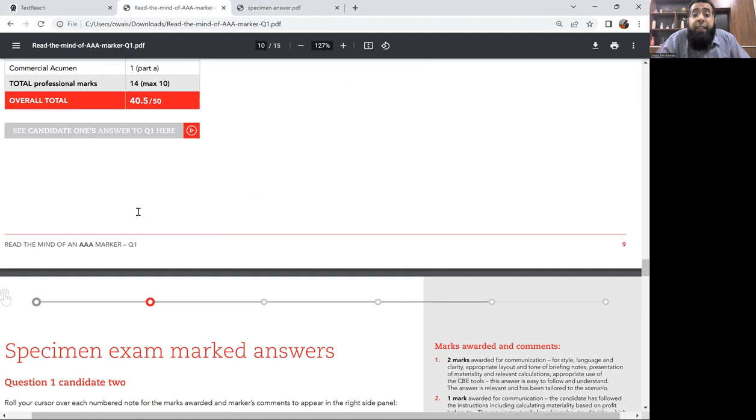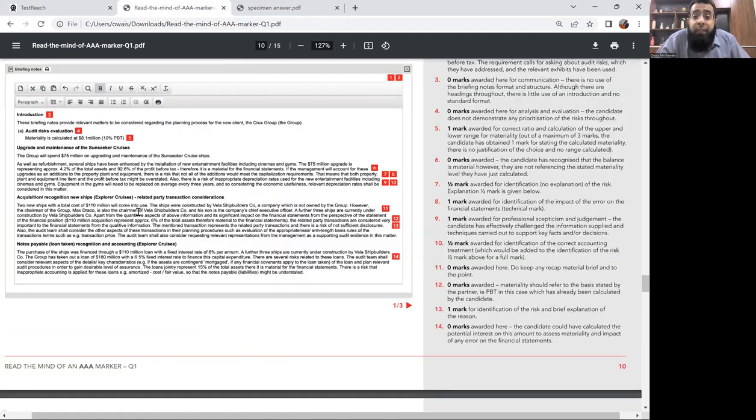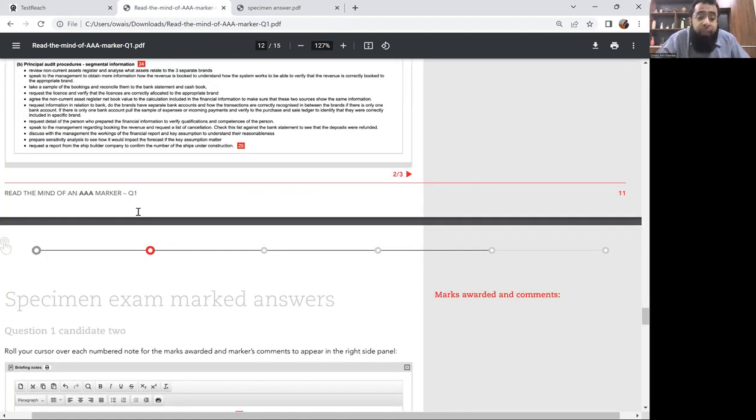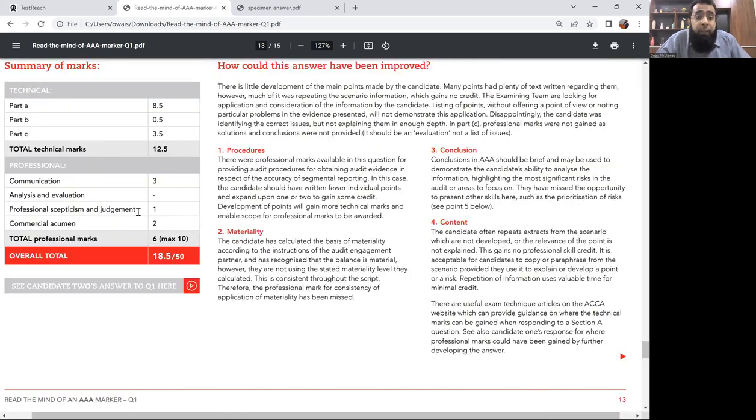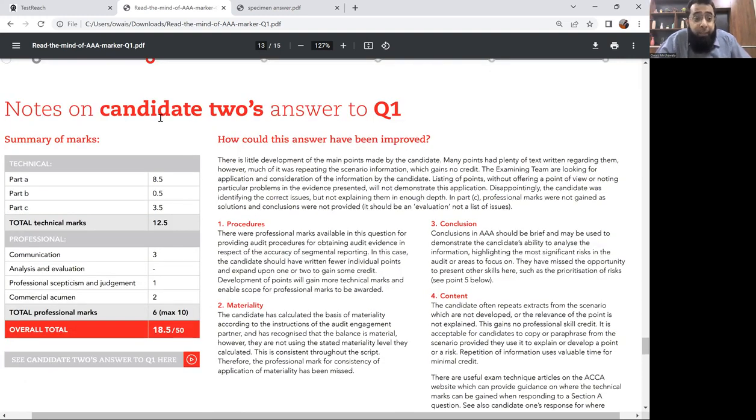Now let's look at candidate 2. How many marks did he get in audit procedures? And then we'll read his answer. Now we are going for candidate 2. Okay. He got only 0.5 marks out of 5 marks. Just look at that, what he has done in the procedure thing.